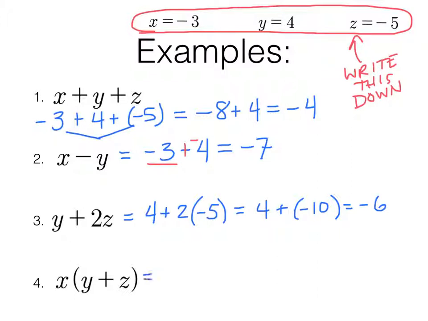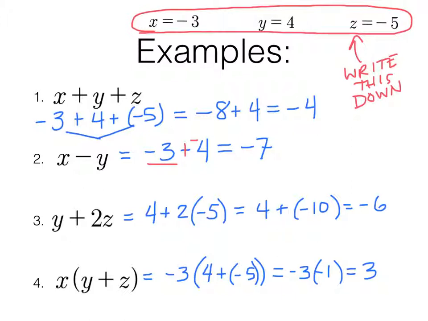Okay? And then this last one, we've got x times the quantity y plus z. And when I say the quantity, that means I'm trying to keep the y plus z together, and that's what I use parentheses for. So we have -3 times the quantity 4 plus -5. And yes, it's okay to have parentheses inside parentheses. Let's just do the math we see and finish the problem. So 4 plus -5. I haven't used my -3 yet. 4 plus -5 is -1. -3 times -1 is +3. All right.